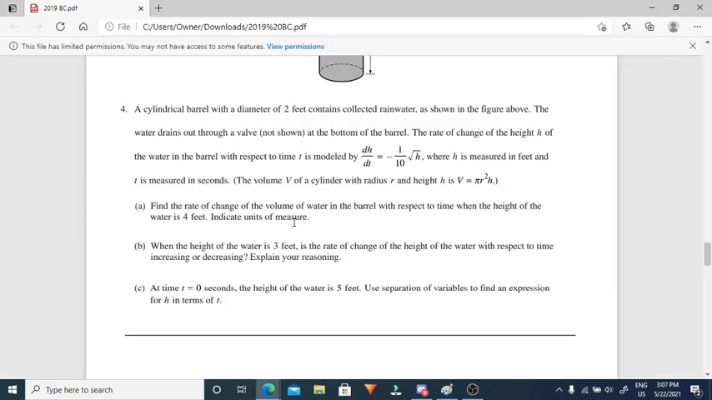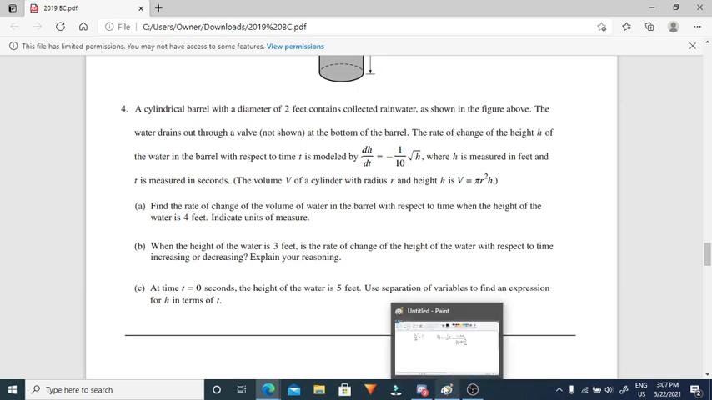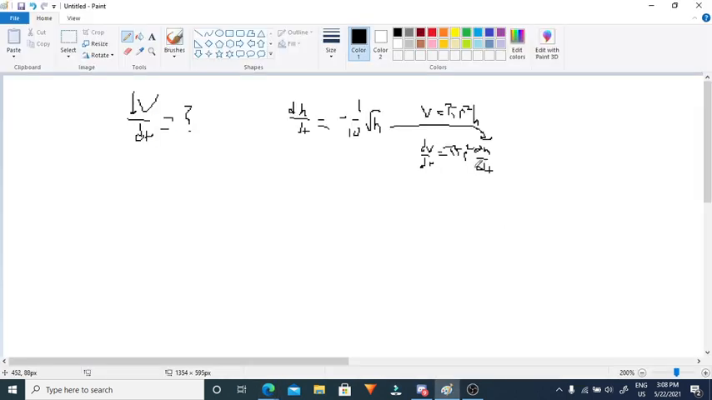This question gives us h is 4, and r is 1, because the diameter is 2. So dV over dt is pi times r squared, r is 1, so times 1, times root h, h is 4, so times 2, times negative 1/10, which is negative 2/10. That is just going to be negative pi over 5, which is our answer.